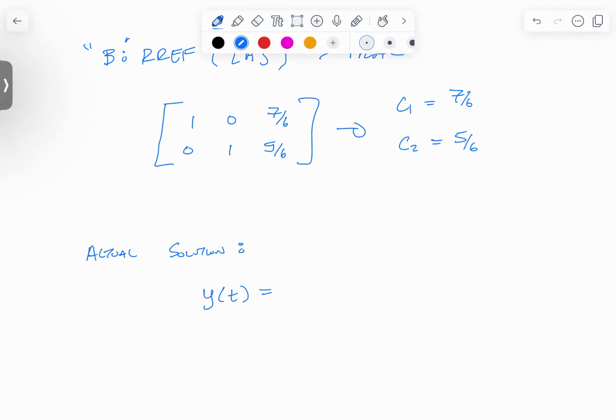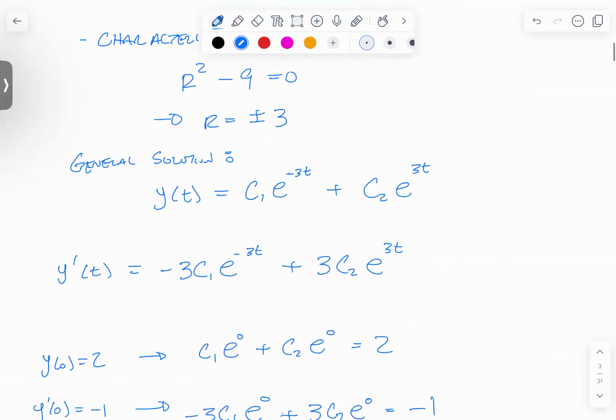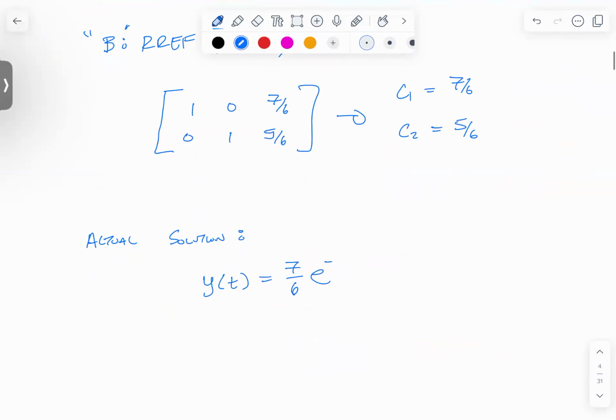y of t equals 7/6 e to the, what was my first one, negative 3t, and then the other term. If you did it the other way, these will of course solve the same, just an FYI.